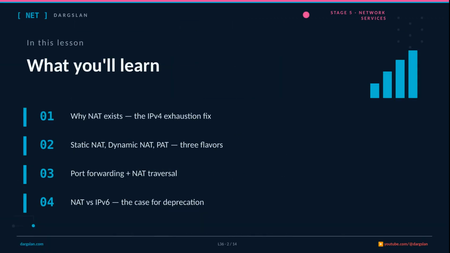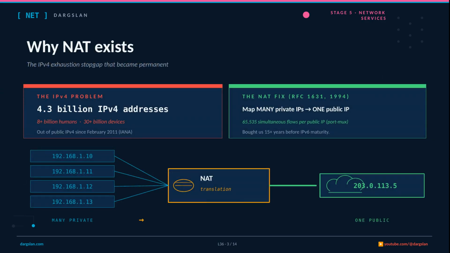Here's the path we'll take. First, the origin story, why NAT had to exist at all, and how IPv4 exhaustion forced the issue. Then we'll break down the three working flavors: static NAT, dynamic NAT, and PAT, which is the one quietly running in your router right now. From there, we'll get practical with port forwarding and NAT traversal, and finally, we'll confront the awkward question. In an IPv6 world, does NAT still deserve a seat at the table? So let's start with the origin story.